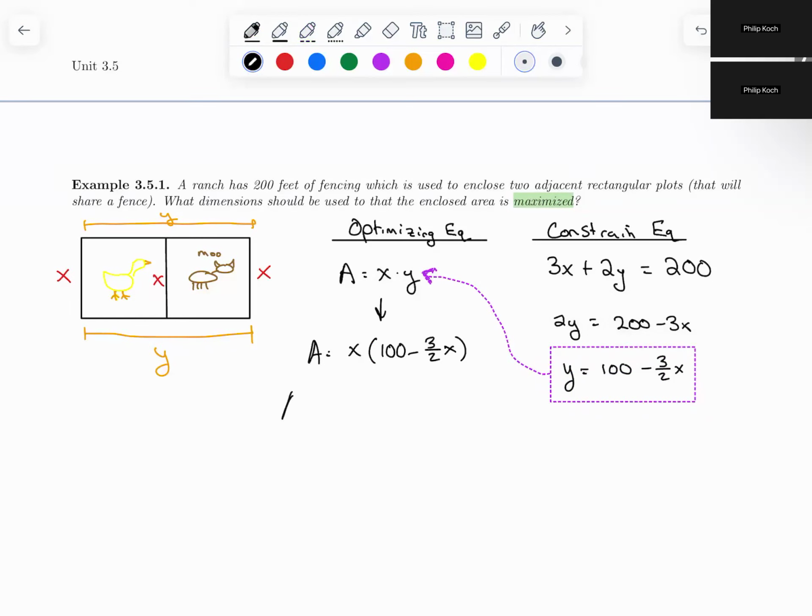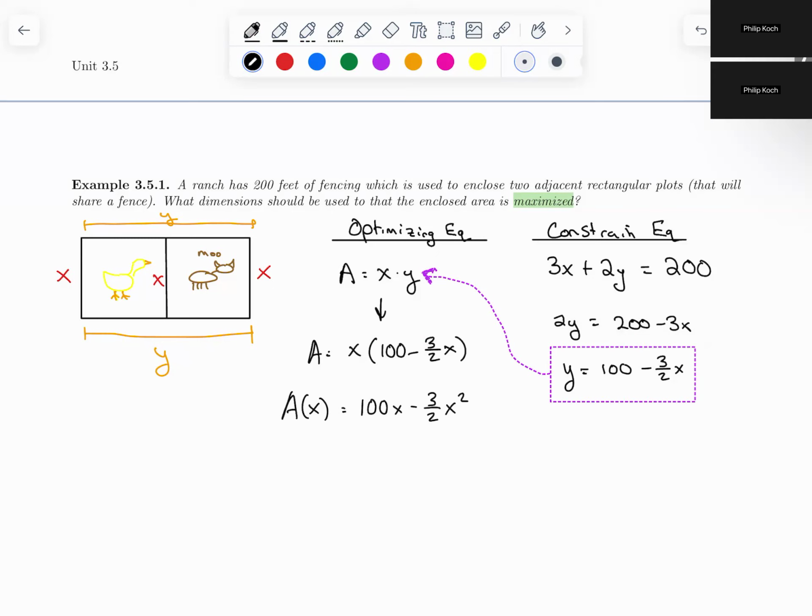Now I have a function purely in terms of x. I have A of x. Before it was A of x comma y. Now it is A of x, and it's going to equal 100x minus 3/2 x squared. And that's a function of a single variable, and we know how to find the places where that's increasing and decreasing, and therefore the places where it's going to have a maximum and a minimum.